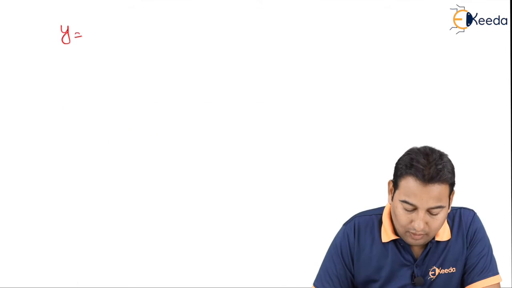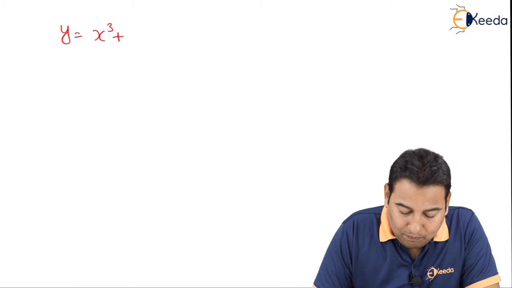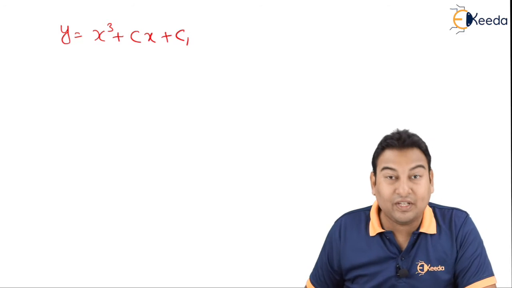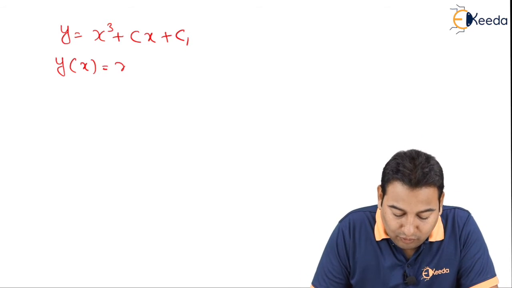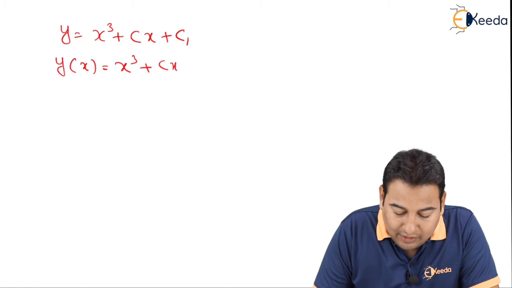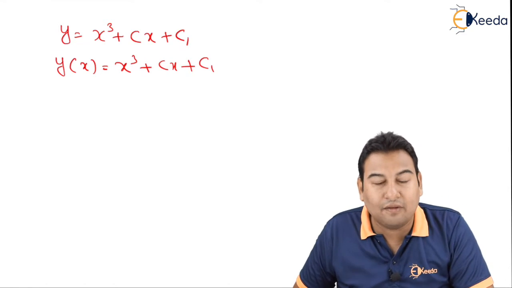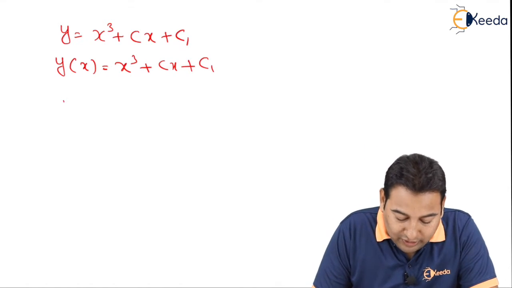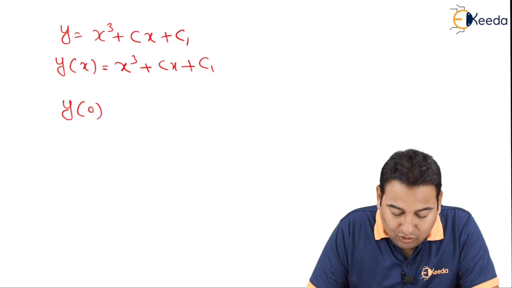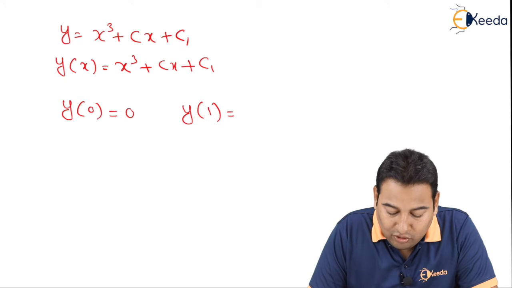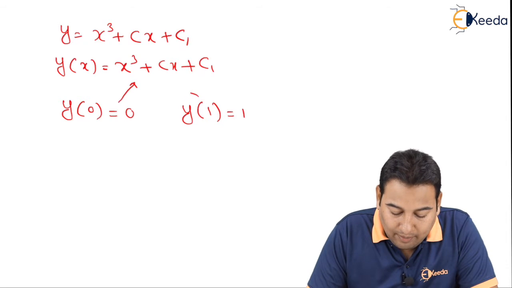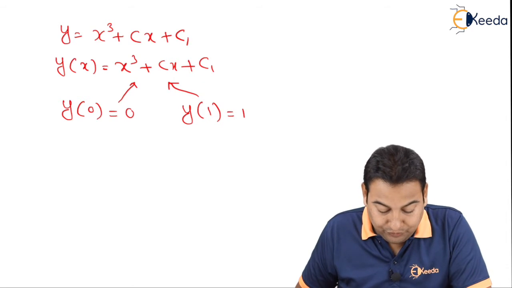Let's use that. y is equal to x cube plus cx plus c1. This y is actually y of x because y is in terms of x. Initial conditions are provided to us. This is the difference in this problem. We're going to use it. The first condition is y of 0 equal to 0, and the second condition is y of 1 equal to 1. These two I'm going to substitute in the solution.